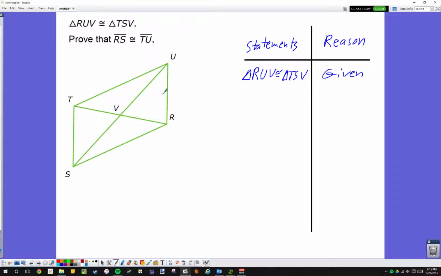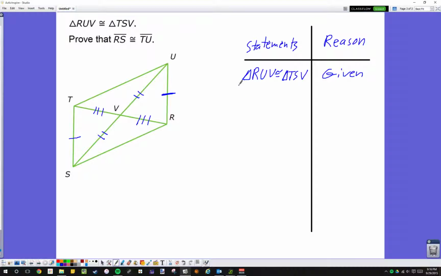Let's look for some corresponding sides because we know that those are congruent in congruent triangles. So you see that RU would be a corresponding side with TS. We also know that UV here will be corresponding to SV. So let's mark that. And then finally we know that VR is going to correspond to VT. Okay, so let's write down all that information.